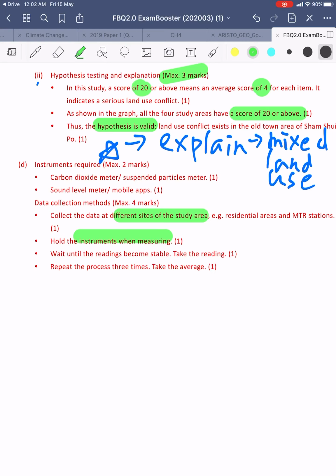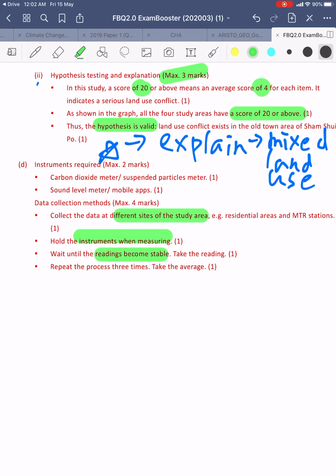Okay, don't put it on the ground, and don't put it too high. Just put it at head level. Wait until the readings are stable, because the noise meter is always jumping, because the noise next to your measurement will be fluctuating all the time.